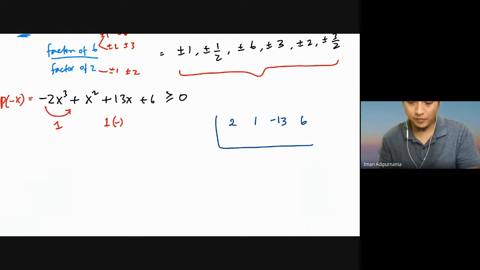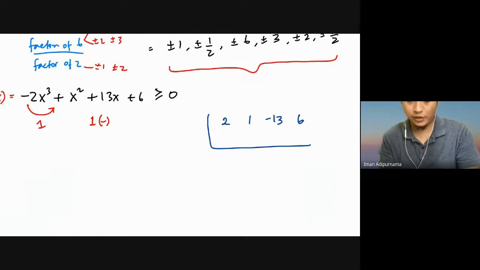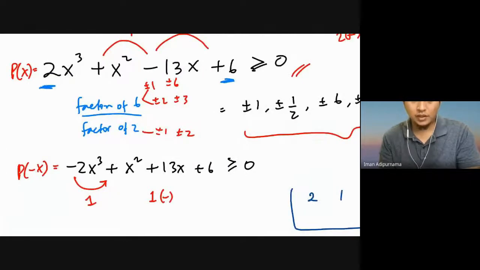Actually, you can skip the factors of 6 and factors of 2 if you want and directly try some number that you think is possible, but I think this is useful. You can still use it until you learn calculus and other advanced mathematics. Finding the rational zeros, factors of 6 and factors of 2, this p over q, is useful, and Descartes' rule is also sometimes useful.